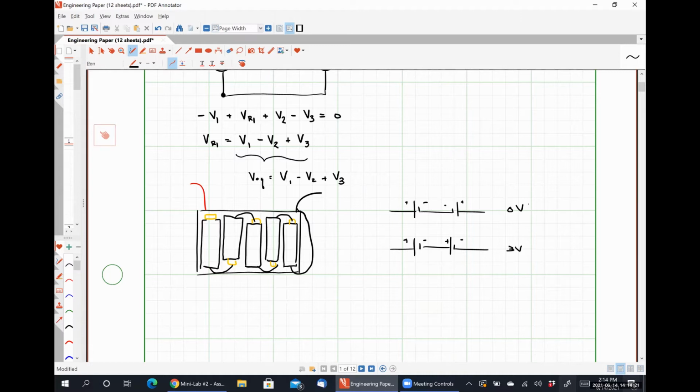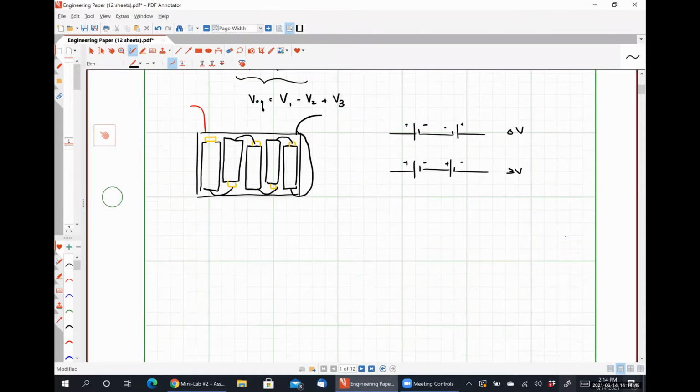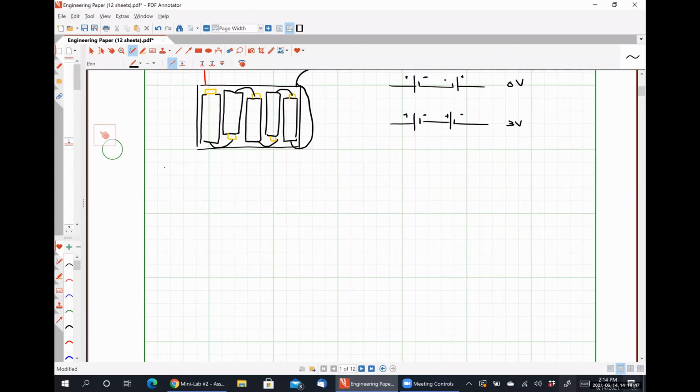So does anybody have any questions about adding voltage sources together in series? I tend to not spend a whole heck of a lot of time on this because you guys have fundamentally been doing this for any time you've had an electronic device. I think we're good. All right, so now let's talk about voltage sources in parallel.